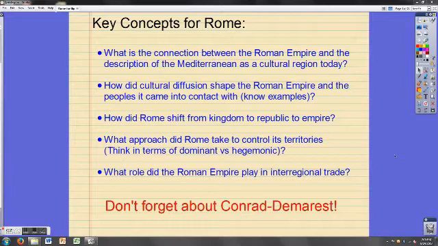These are the important concepts I want you to know by the end of this presentation, but I also don't want you guys to forget about the Conrad Demarest model, especially when we start talking about Rome as an empire. This is going to be a model that stays with us through Rome and some other empires we'll talk about in the coming weeks.